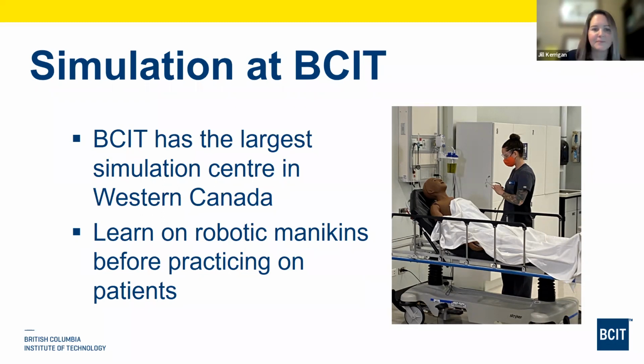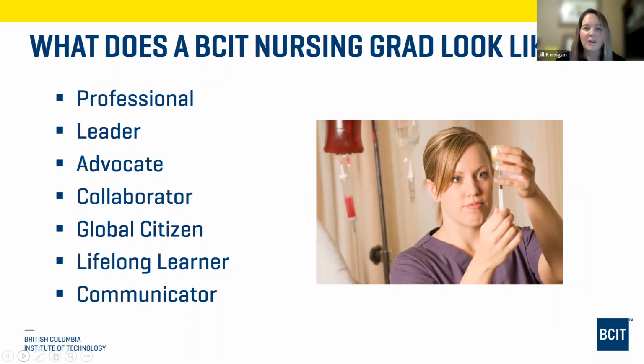So that you can feel more comfortable in the hospital setting. So what does a BCIT nursing grad look like? We base our curriculum on 7 attributes that we expect our nursing grads to have when they graduate. The first one is professional. Nursing is a regulated profession, so students are held to a certain standard and are expected to act in a professional manner. The second one is leader. Our grads can take charge of situations in order to plan care for clients.